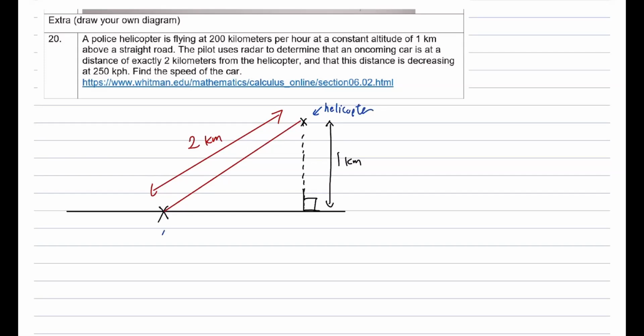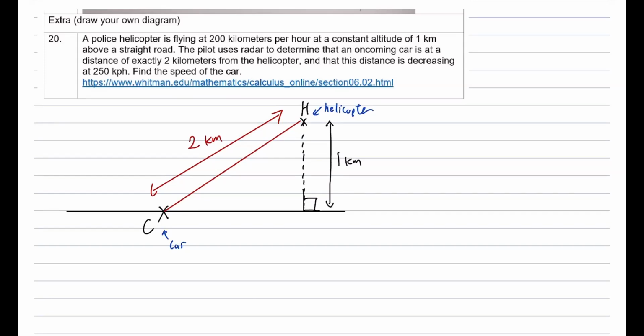Then let me just label helicopter and car. Maybe it's good if I label the points. I'll call this point H, point C, helicopter, car. What else? And that this distance is decreasing at 250 kilometers per hour.